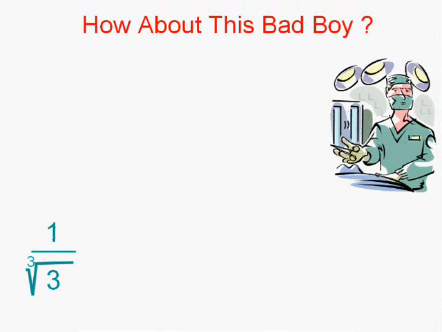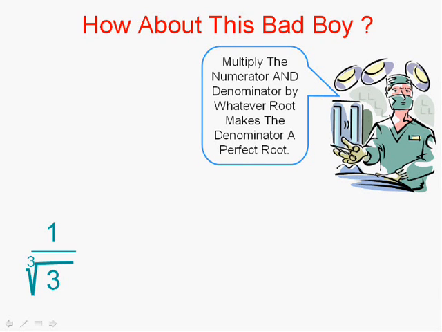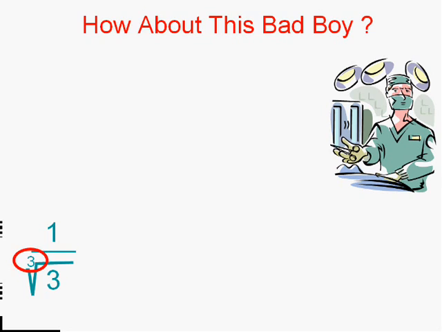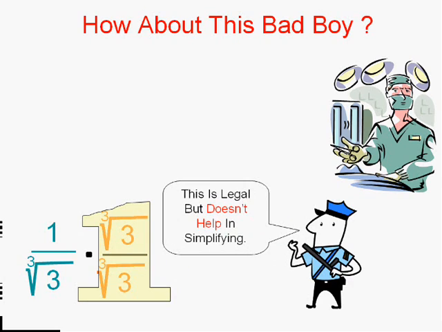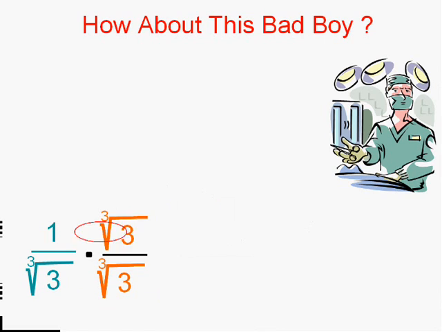Okay? How about this one? Notice it's a cube root. Well, remember what we told you. Multiply both the numerator and denominator by whatever root it takes to make the denominator a perfect root. That's got to be a perfect cube root, okay? If you multiply top and bottom by the cube root of 3 over the cube root of 3, why, it is legal because it's 1, but I don't think that's going to help you.